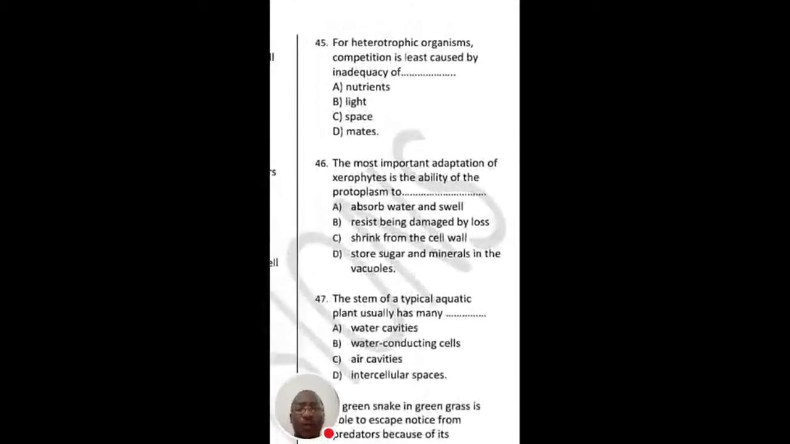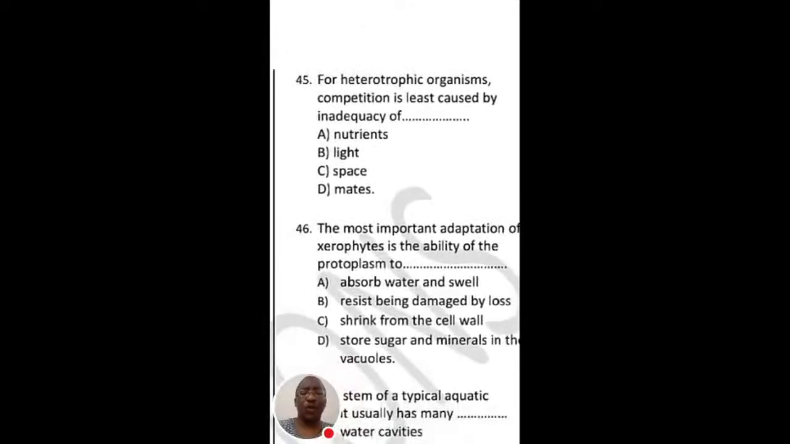Number 45. Okay? Let me zoom it. Question number 45. It says, for heterotrophic organisms, competition is least caused by inadequacy of A, nutrients, B, light, C, space, D, mate. A heterotrophic organism will depend on other organisms for food. No, because they have enough nutrients. That is something that will least affect it.